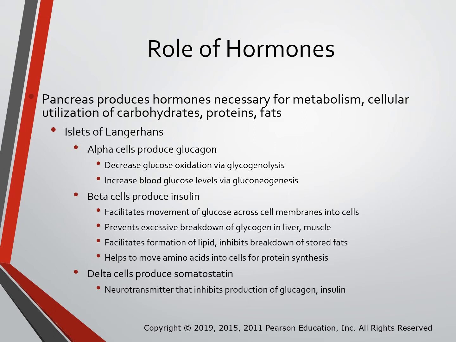Insulin prevents the excessive breakdown of glycogen in the liver and in muscles. It facilitates the formation of lipid while inhibiting the breakdown of stored fats and helps to move amino acids into cells for protein synthesis, because our cells have to have something to give them energy.